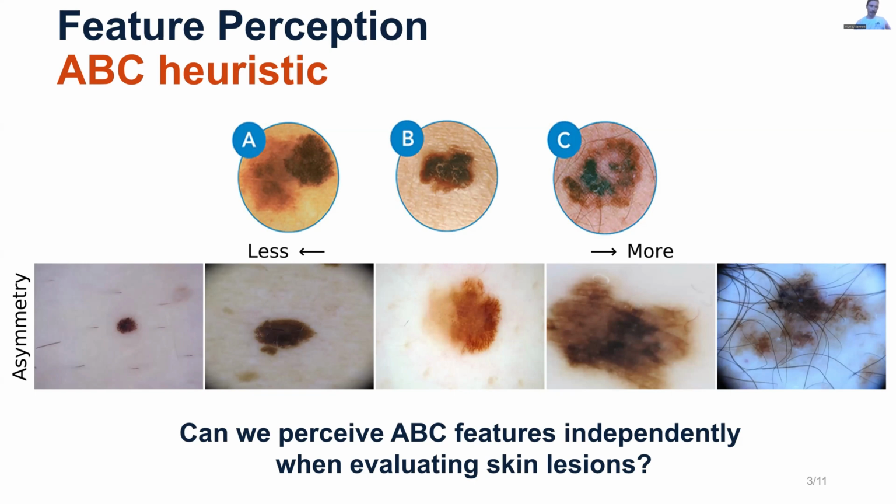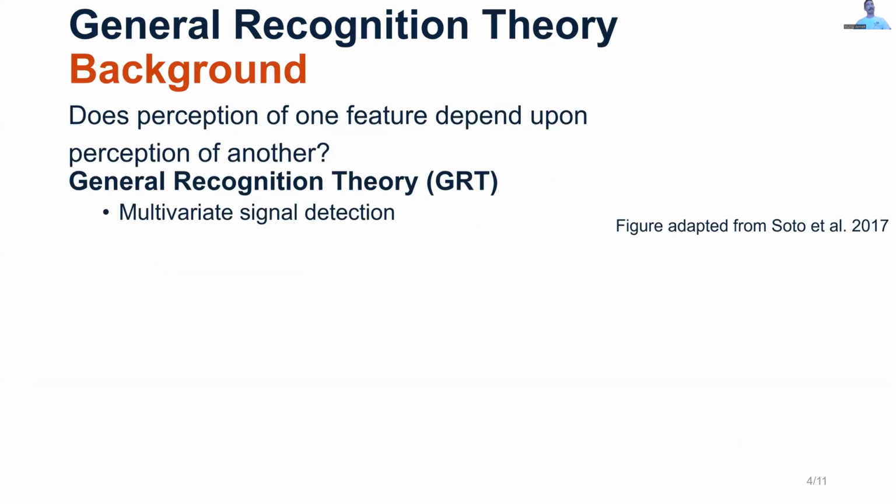So the aim of this project was to examine if and how people combine perceptual information when they're evaluating these skin lesions. So this type of question, does perception of one feature depend upon perception of another, is precisely the type of question addressed through the General Recognition Framework, or GRT. GRT is often considered like a multi-dimensional version of signal detection theory, as it's defined by a two-stage model of encoding and response. And we'll go through this encoding process now.